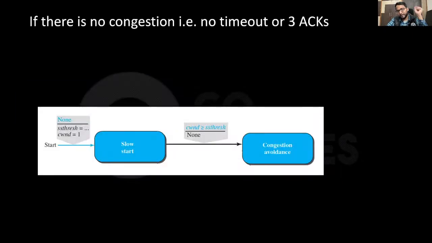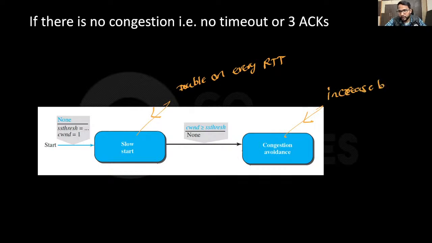Now, we have seen two things. One is slow start and another one is congestion avoidance. Let's not worry about how it happens on the RTT or how it happens on the ACK. Let's just come to one conclusion that on every RTT we are doubling in slow start. Double on every RTT. And this is increase by 1 on every RTT.